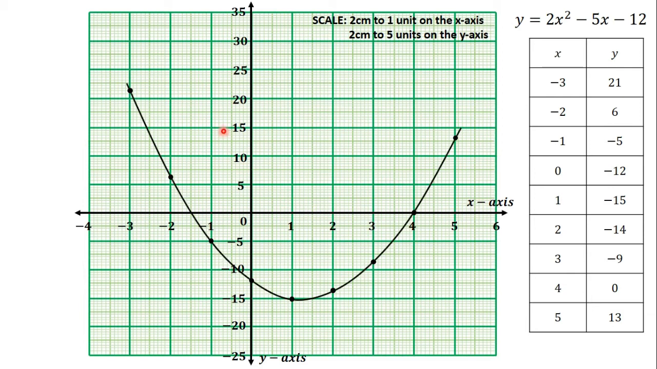After plotting the points, you join them with your free hand to get the graph of the relation y is equal to 2x squared minus 5x minus 12. We can now use this graph to answer the next part of the question.